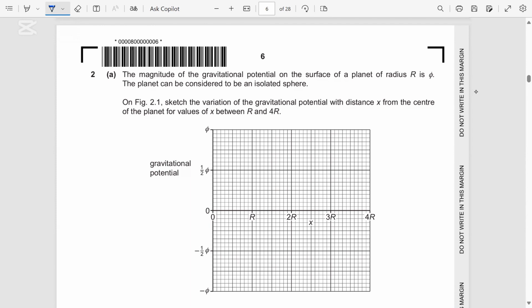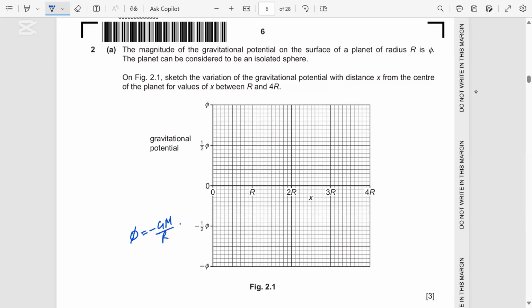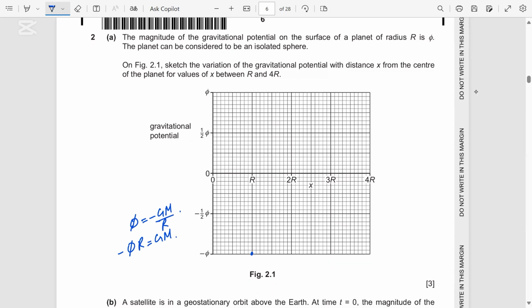What's going to happen is that at r, the gravitational potential phi is given by minus GM over r. You should know that GM is going to remain constant, so minus phi times r is equal to GM. So at r we have minus phi. And what's going to happen at 2r? If you write here 2r, then this should be minus phi by 2 in order to get the same answer, in order to get GM.